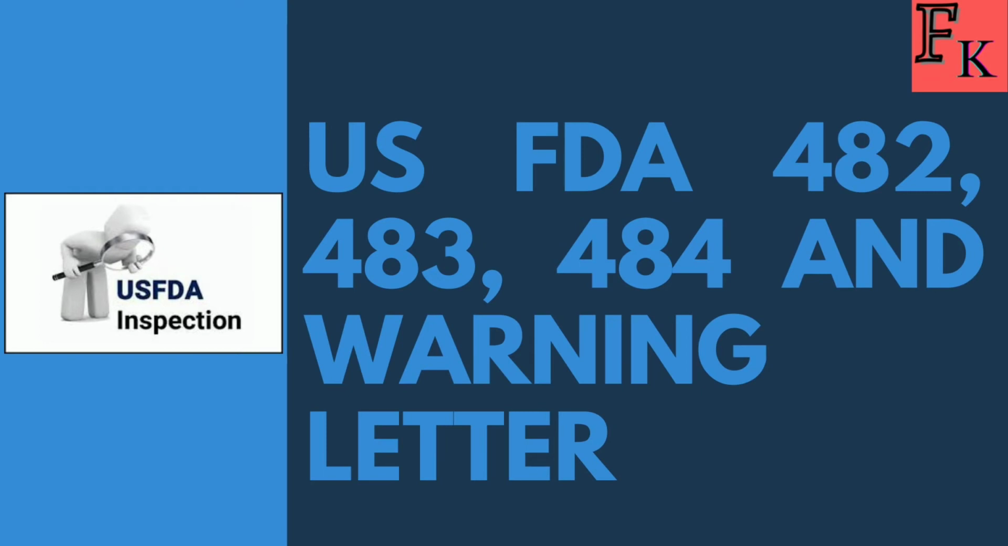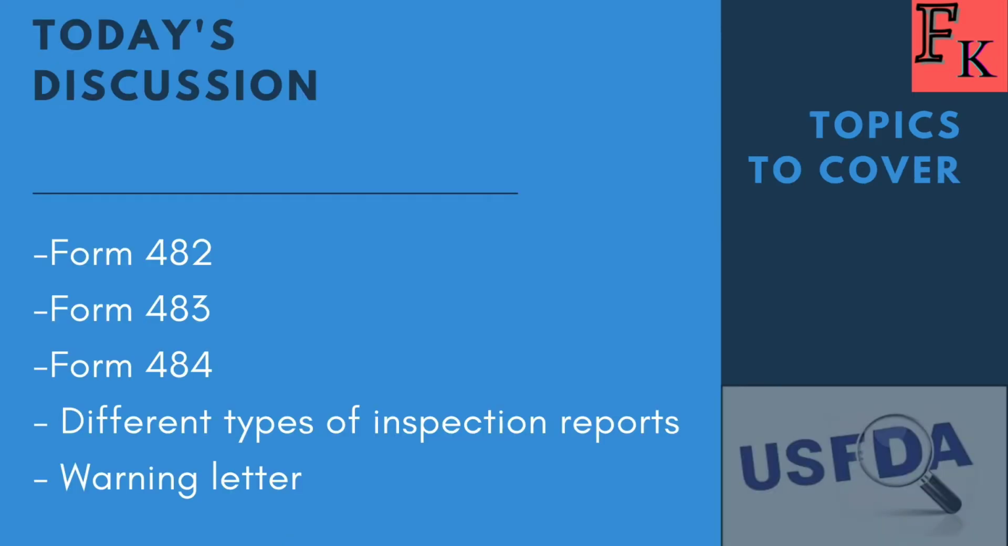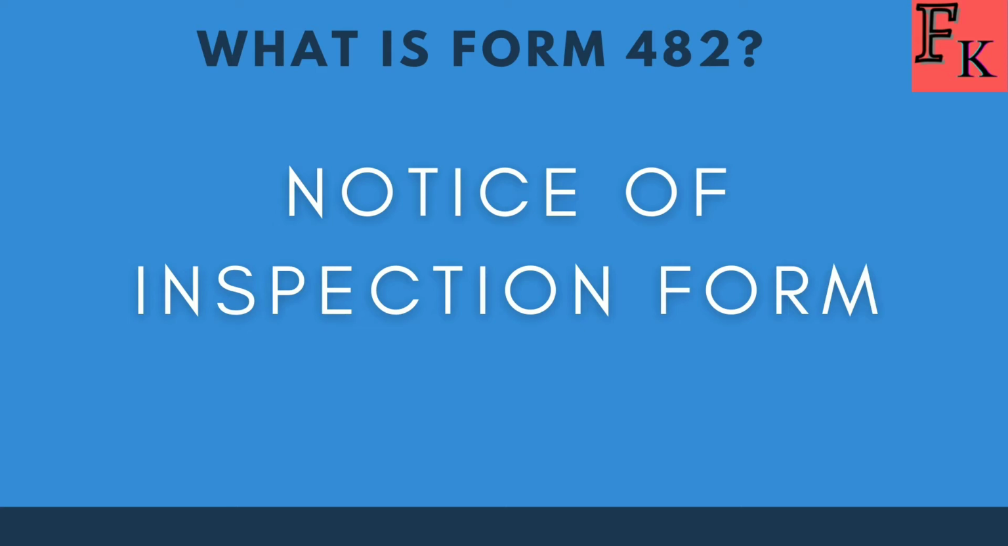We all know Indian pharmaceutical companies export 30 to 40% of generic drugs to the US market. So it is necessary to understand the US FDA terminology. Today we are going to focus mainly on what is Form 482, Form 483, Form 484, what is EIR, and different types of inspection reports and warning letters. Be with me. First terminology, what is 482?